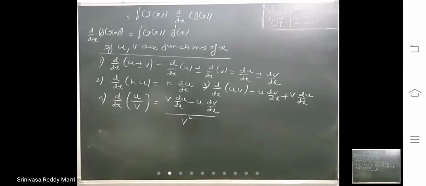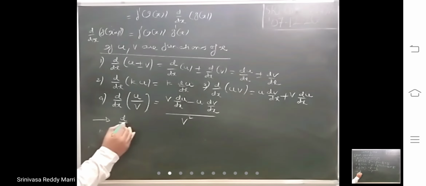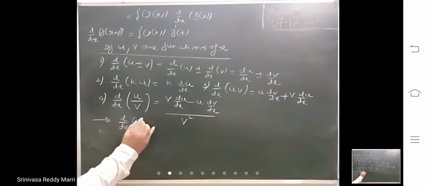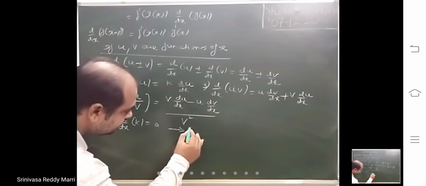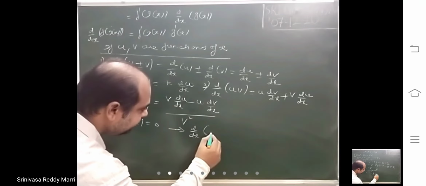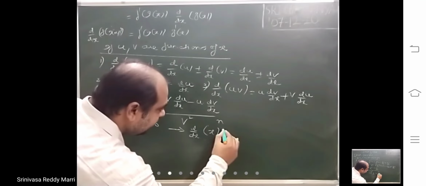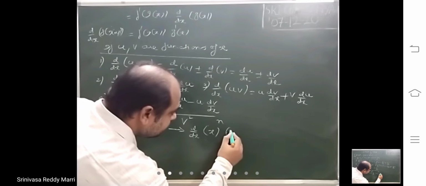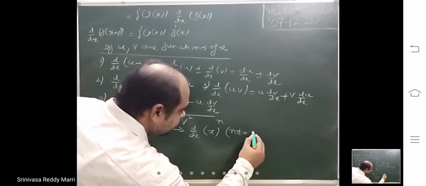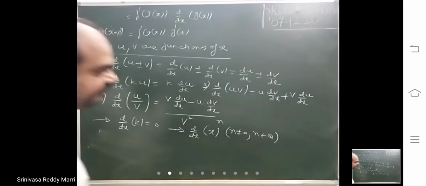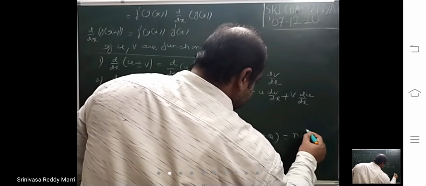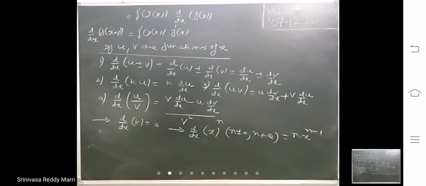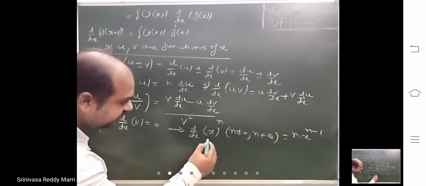Now we will sort out what the standard rules of differentiation are. d by dx of a constant is 0. d by dx of a constant is always 0. d by dx of x power n, here n not equal to 0, n must be a rational number. That is nothing but n into x power n minus 1. This rule we have to apply.